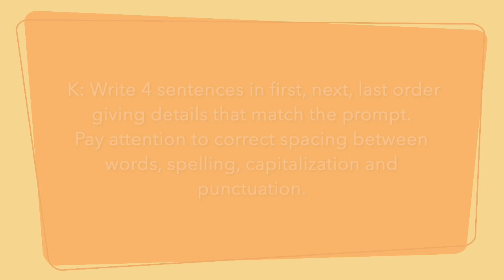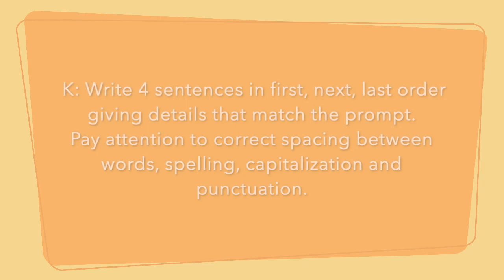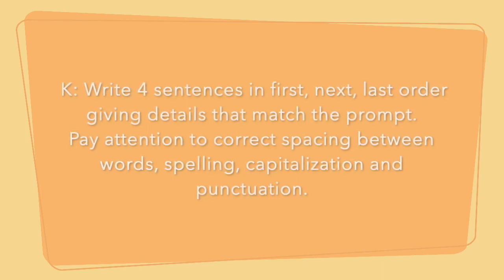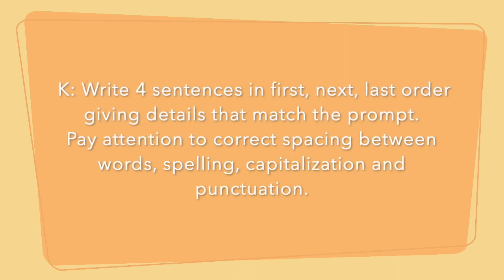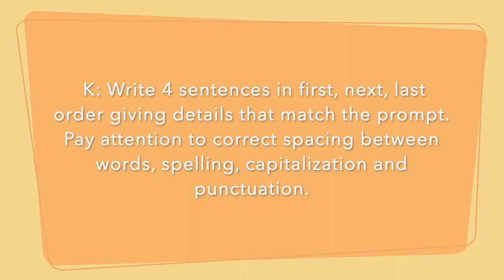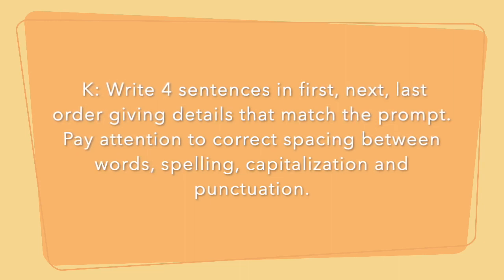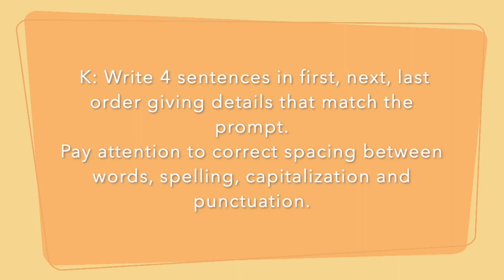Kindergarten, you're going to write a 4-sentence response about the prompt that I give you. I want to know the characters in your story, who was there. I want to know the setting, where and when it took place. And I want to know the events that took place in first, next, and last order.